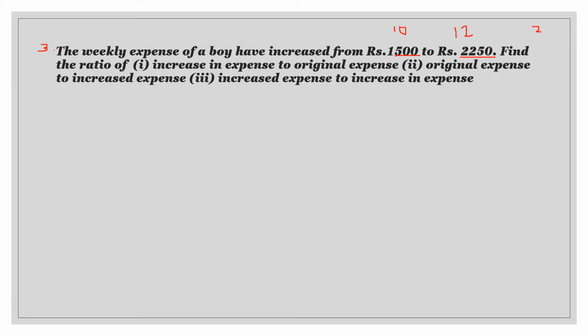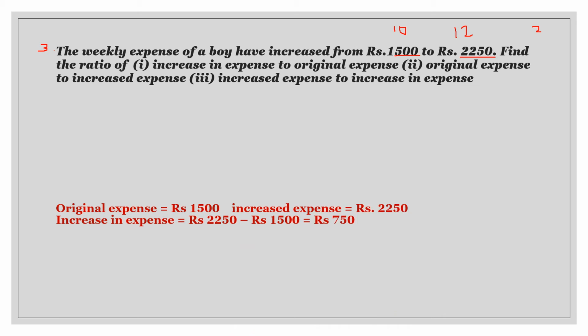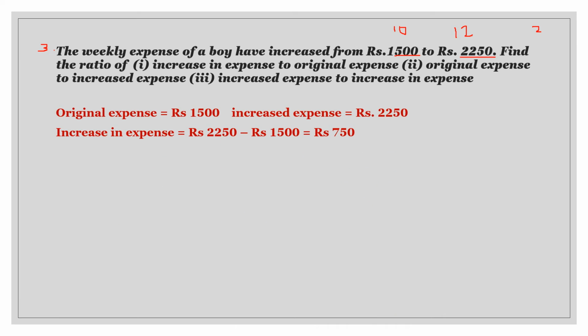So remember, this is a similar type of question. First we will write what is given. Original expense is 1500, increased expense is 2250, and the increase in expenses is 2250 minus 1500. So how much do I get? Rupees 750. So this is the increase in expense. I have subtracted 2250 minus 1500 and I got this much increase.